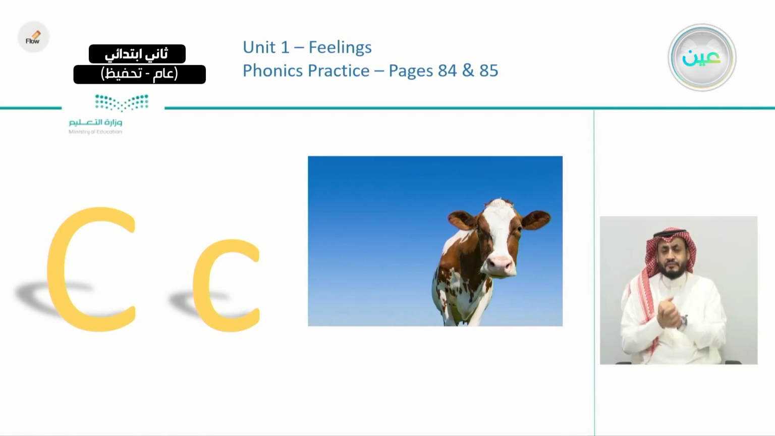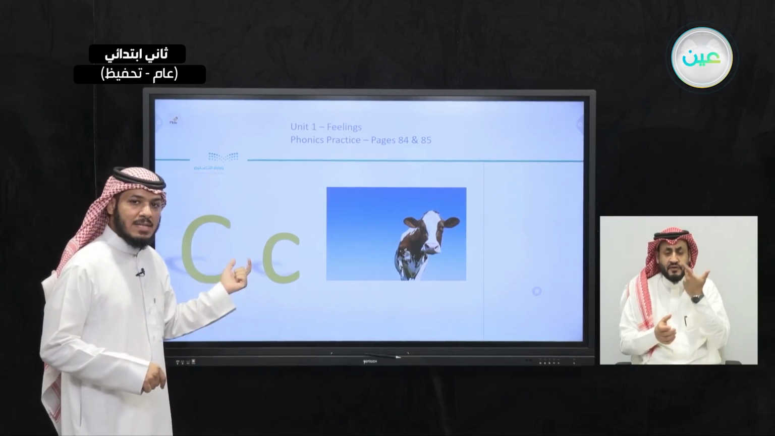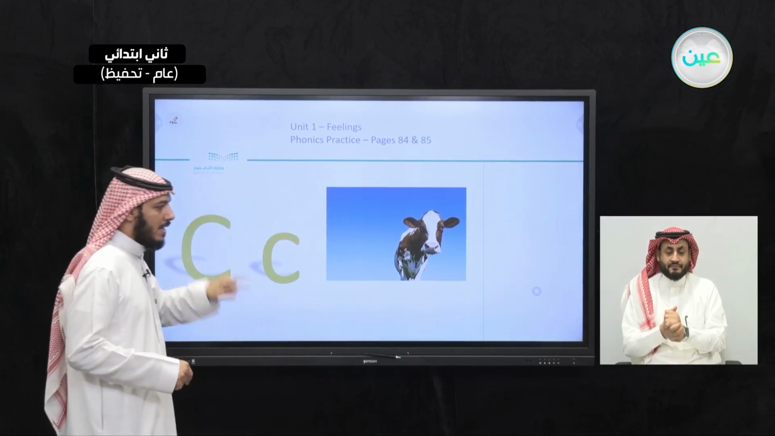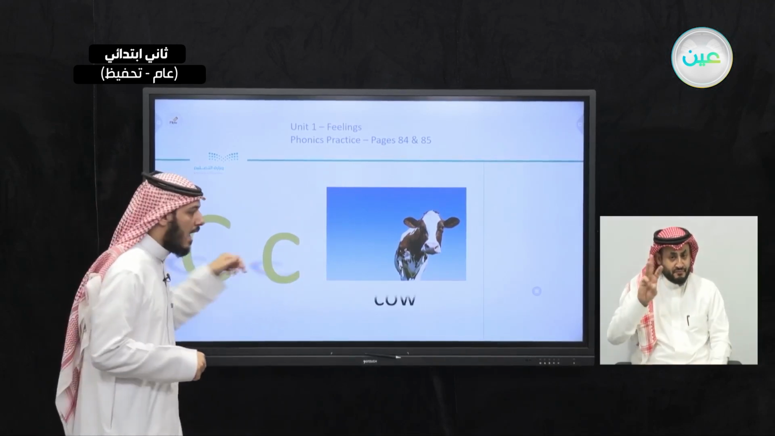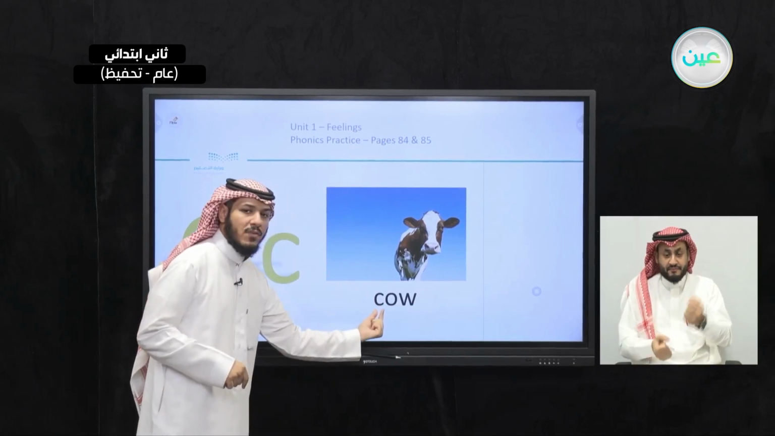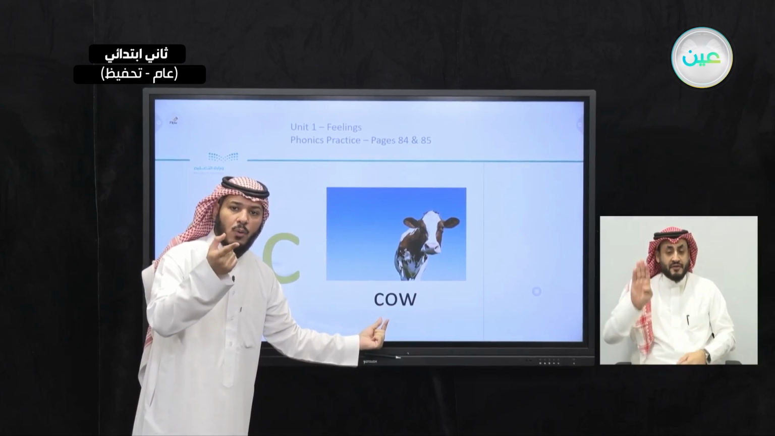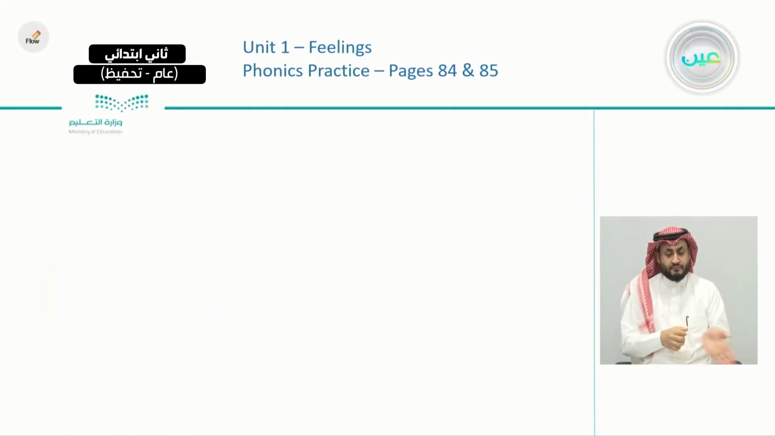Yes. Can you tell me? Let's say it together. So C says cow. Perfect. So again, C says cow. Perfect. So we have the letter C here and we pronounce it as cow. So C says cow. Perfect.